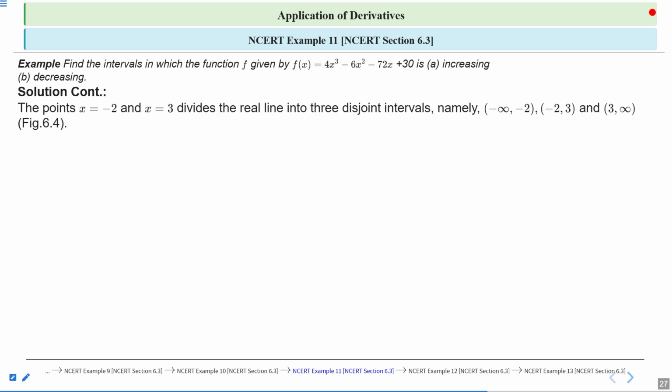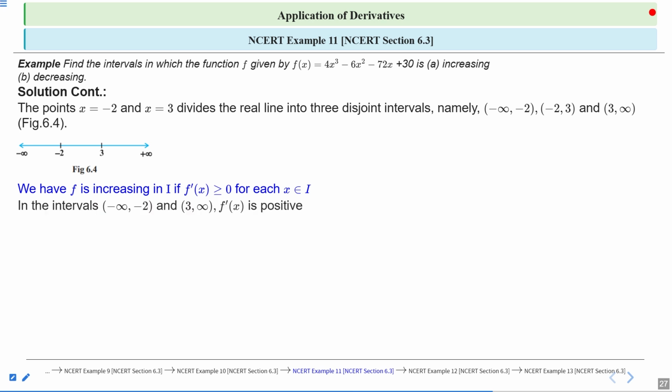So the points x equal to minus 2 and x equal to 3 divide the real line into three disjoint intervals, namely minus infinity to minus 2, minus 2 to 3, and 3 to infinity. You can see figure 4.6, right? This is our interval. So we have f is increasing in I if f'(x) is greater than or equal to 0 for each x belongs to I, right?